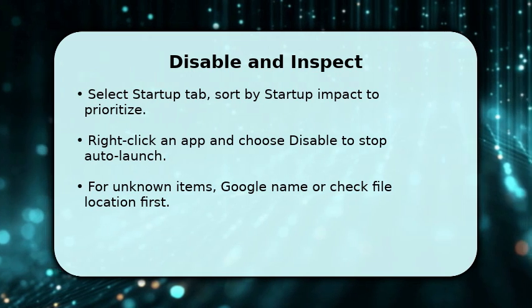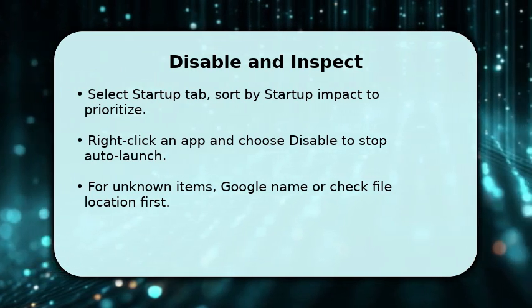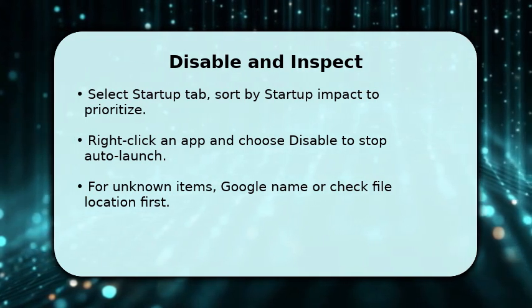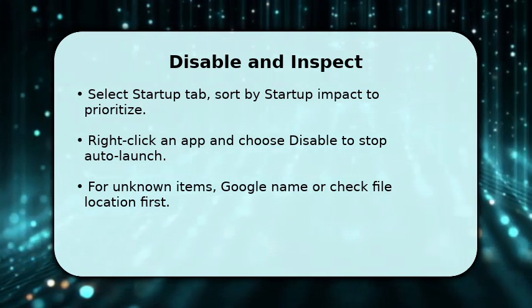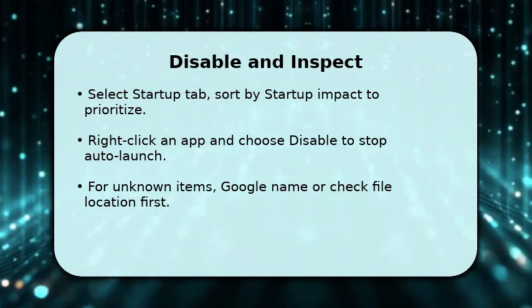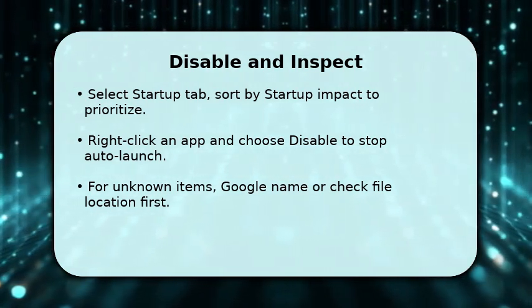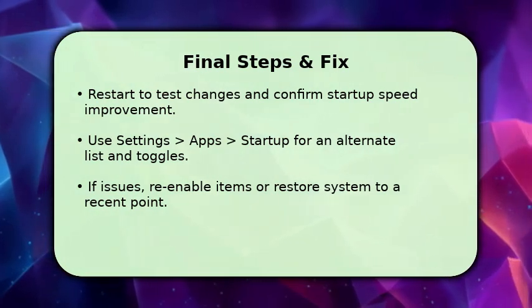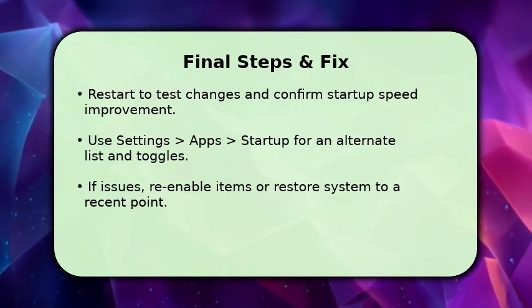If you see an unfamiliar name, right-click and open file location to verify publisher or search the exact file name online before disabling. Make sure to leave essential drivers, antivirus, and cloud sync apps enabled unless you have a replacement plan. After disabling items, restart Windows to confirm the sign-in is faster and no needed service failed.